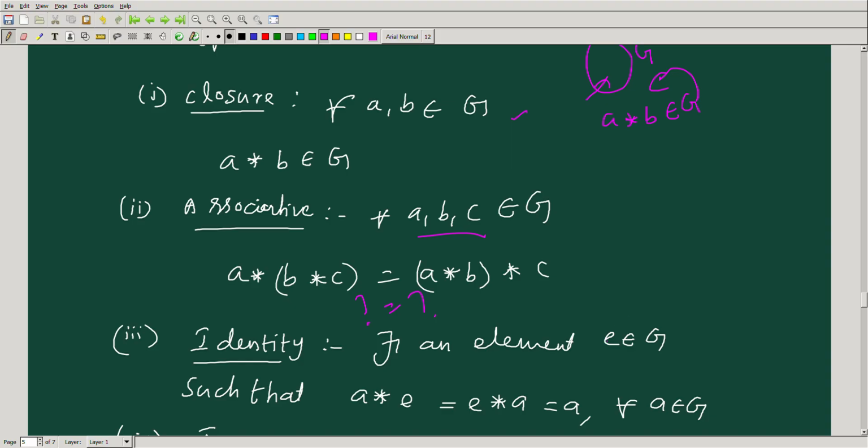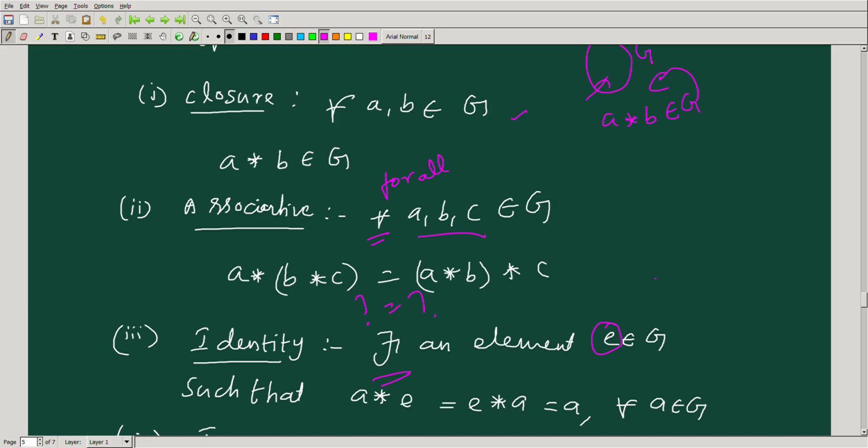Identity means the identity element, always denoted by E. There exists an identity element E belonging to G. This symbol denotes there exists, and this symbol denotes for all. So this is how to pronounce them: this is for all, this is there exists.